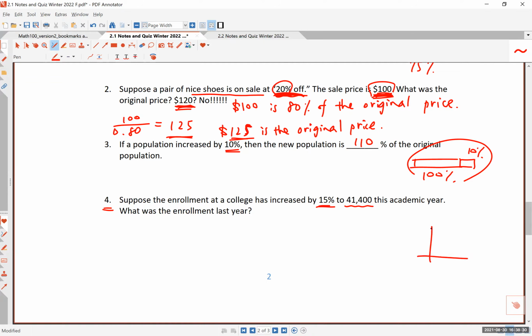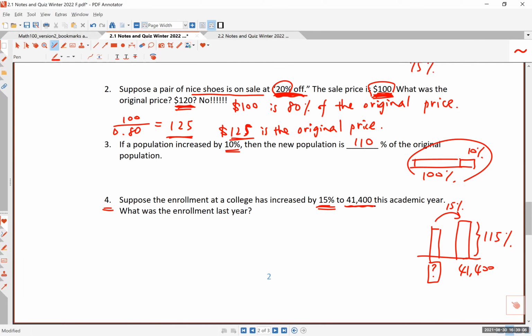All right. So we don't know what the enrollment was last year, but we do know that the enrollment has increased to 41,400 over the period of 1 year. And this happens to be a 15% increase, right? So what you have to think about is this is 115% of the previous year's enrollment. That is what you have to think. You cannot calculate 15% of 41,400. That would be meaningless in this context.